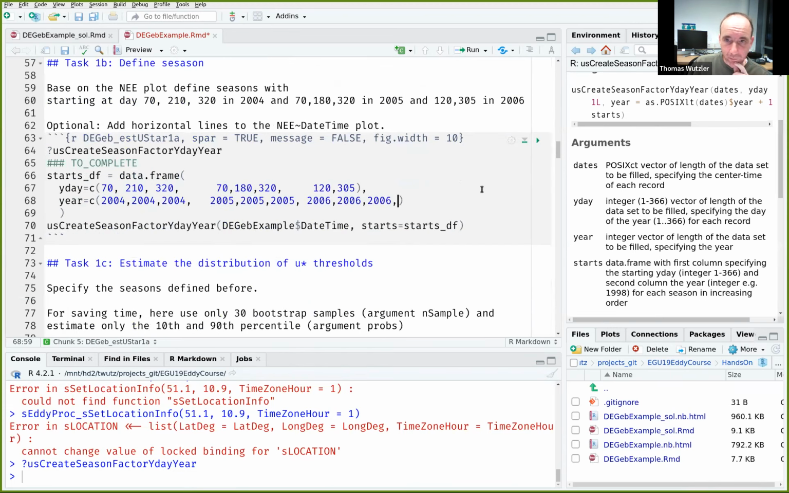I haven't done this for a long time, so I also need to look at the documentation. We have to provide actually a vector of date times, and this I took from the original data set. We could also ask the REddyProc class for the result in the date time, but we can use the more original data set. And then we have to provide a data frame where we specify the day of the year and the year in two different columns.